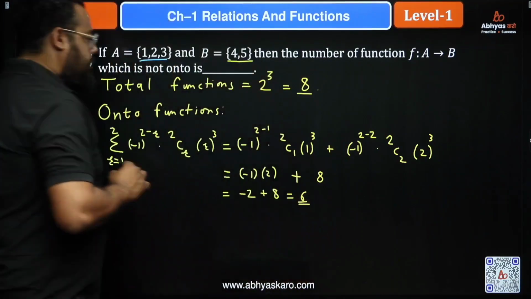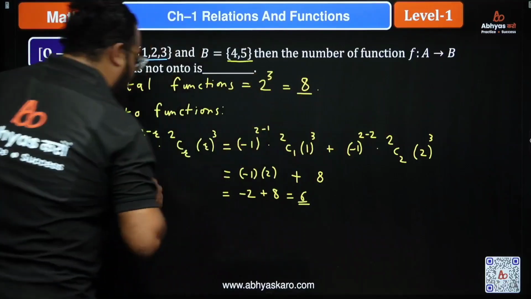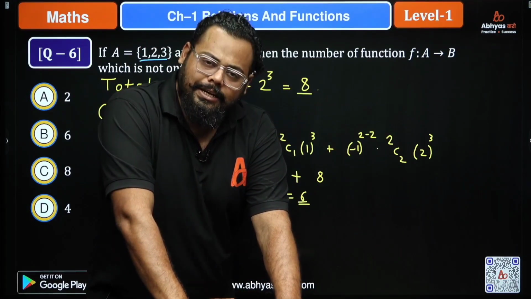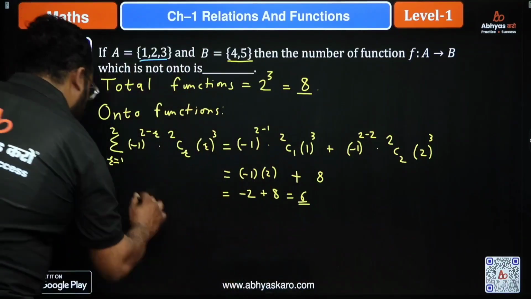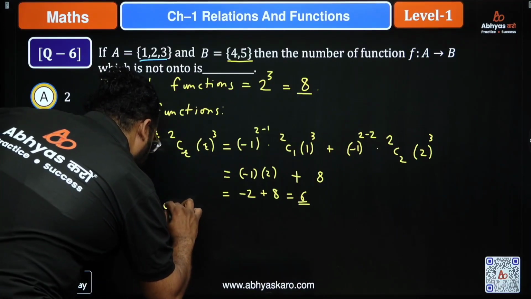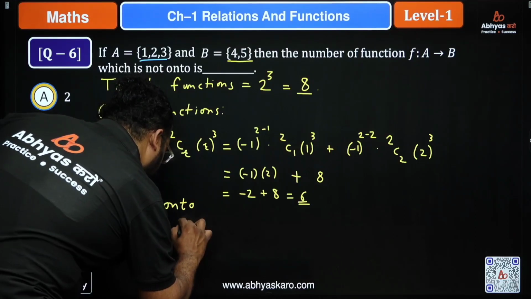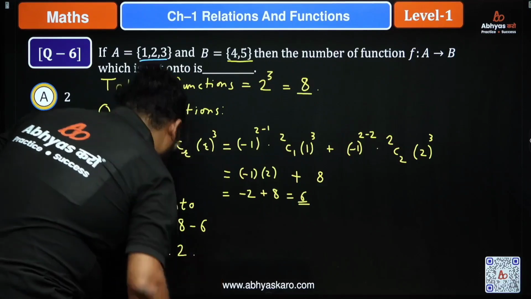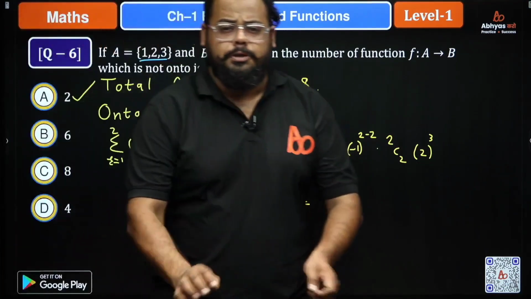Total onto functions कितने हैं? 6. Total functions कितने हैं? 8. Total functions 8. Total onto functions है 6. तो ऐसे functions जो onto नहीं है वो कितने बचे? 2. That is correct. Not onto functions will become what? 8 minus 6. The answer will become 2. Option A is the correct option for this one.